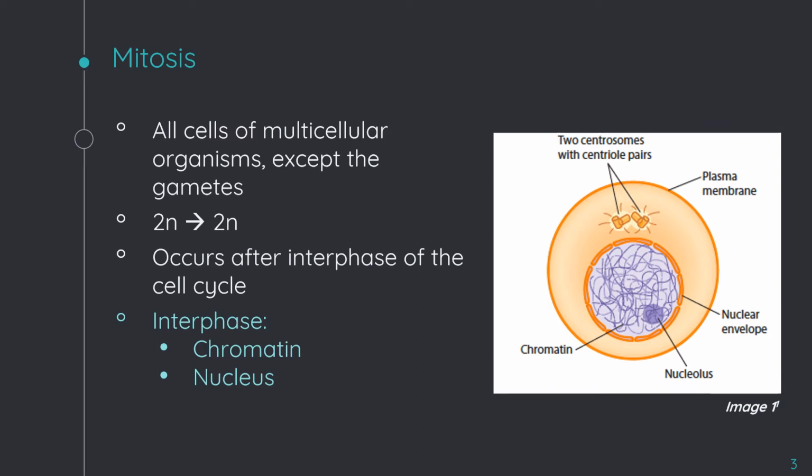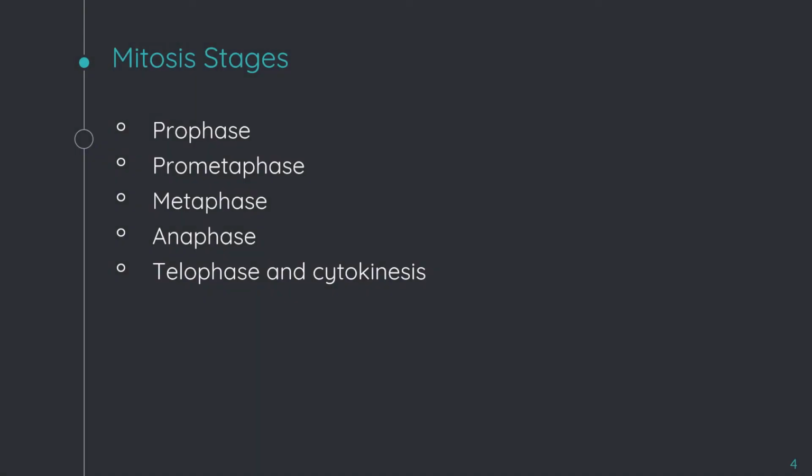Before mitosis, the cell is in interphase, in which DNA in the form of chromatin is surrounded by the nucleus. Interphase is shown in this image. Mitosis has 6 stages: prophase, prometaphase, metaphase, anaphase, telophase, and cytokinesis.